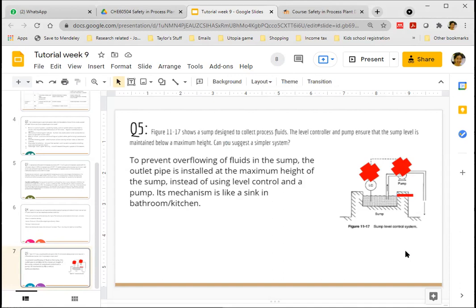This indicates the overflow pipe. So once you put it there, anything higher than that, you don't need to maintain the pump or the level controller. It will just flow out. So make sure it is connected to one of your containment tanks, so that whatever overflows goes in there, and you treat it before you discard it. That's as simple as that. So any questions so far?